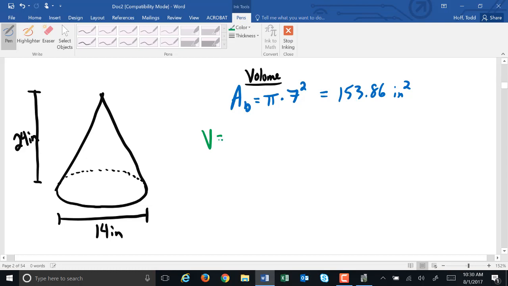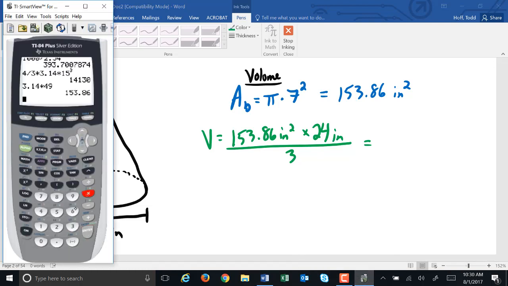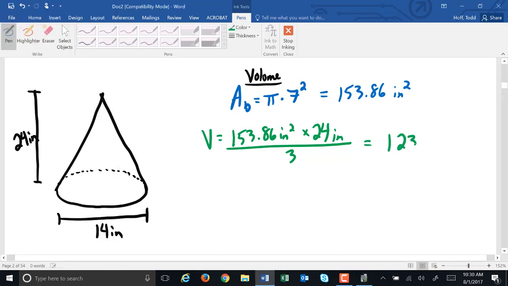So my volume will be the 153.86 square inches times what? Oops, that's a 24. But of course, since it is a cone or a pyramid, we divide by 3. So it's like 12, 20, we'll do it the easy way. 12, 30.88 inches cubed. That's our volume.